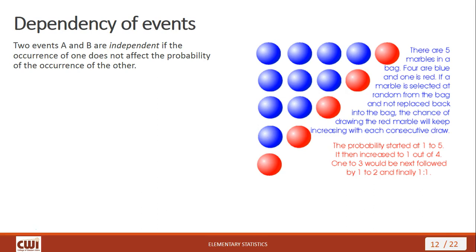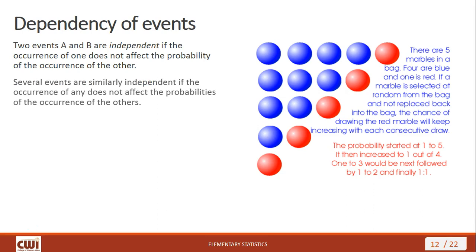So when we're talking about the dependency of events, things are either dependent or independent. You have two independent events, A and B, if the occurrence of one does not affect the probability or the occurrence of the other. Several events are similarly independent if the occurrence of any does not affect the probabilities of the occurrence of the other. So each of these events, no matter how many you have, are going to be independent if the probability of each one of them is not influenced by any of the other events occurring. However, if that's not the case, and you do have some change in the probability based on other events taking place, then the events are said to be dependent.